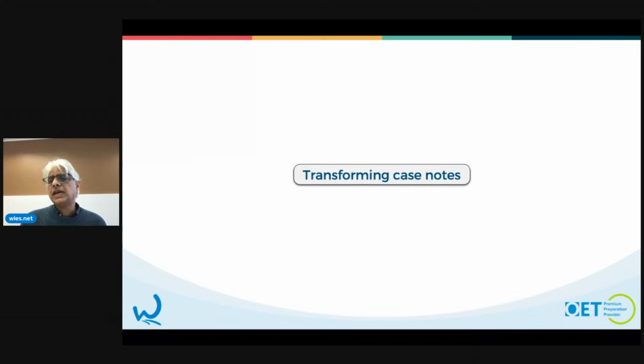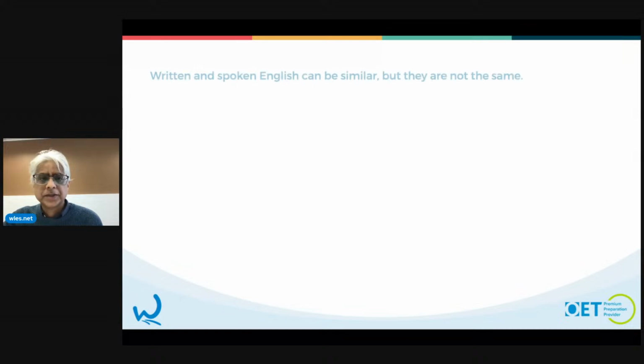And we're just going to look at some grammar now, because we're going to take these case notes and we're going to turn them into full grammatical sentences. So this is really now about your language, about your grammar. Written and spoken English can be similar, but they are not the same. It sounds like an obvious thing, but keep this in mind.